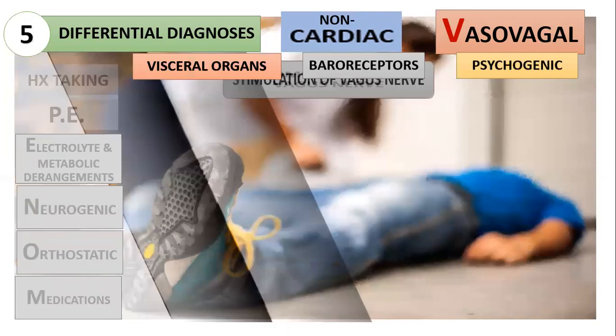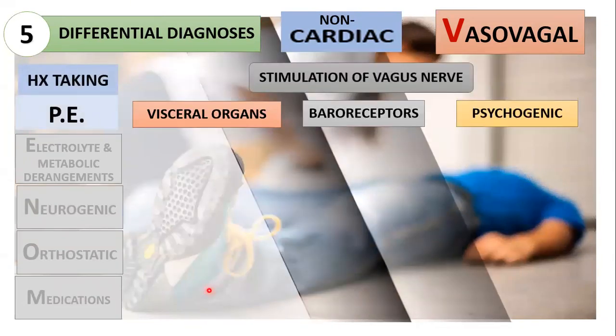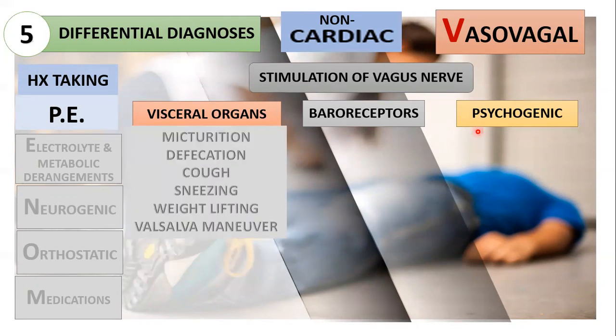So, what are the factors that stimulate the vagus nerve? Here we have three: the involvement of visceral organs, the baroreceptors, and psychogenic causes. The vagus nerve is all over the viscera. When straining, like during urination, defecation, coughing, sneezing, weightlifting, and Valsalva maneuver, there would be an increase in intrathoracic pressure, and this would all lead to increased vagal discharge.